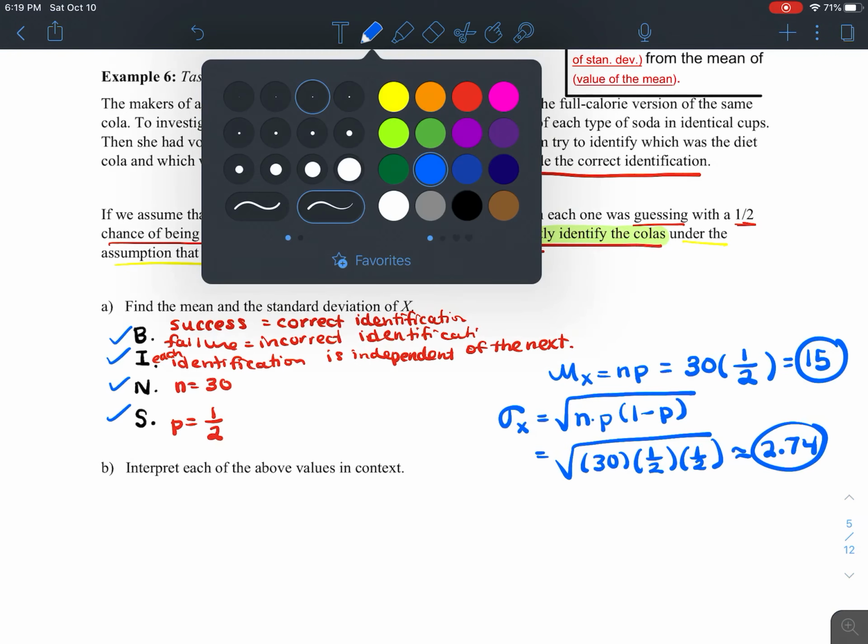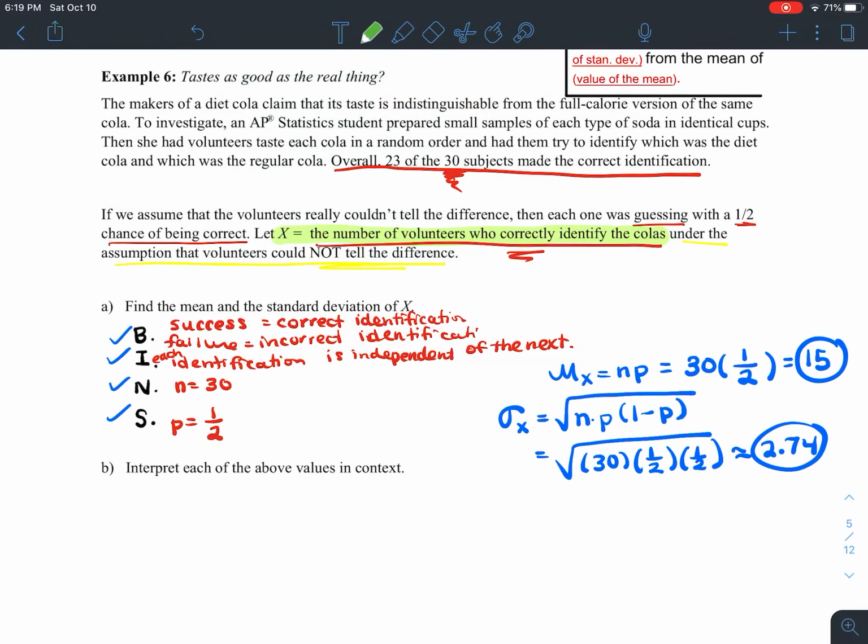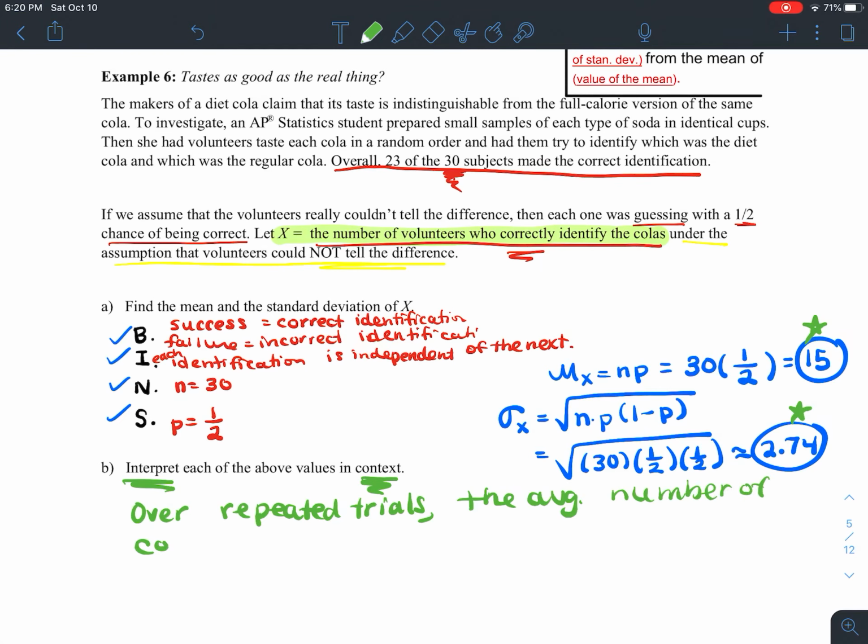Now you can see those templates up above on your paper there, but we're asked in part B to interpret, always in context, both the mean and the standard deviation. So for the mean, we would want to say something like, over repeated trials, the average number of correct identifications would be about 15. Okay, that is the interpretation for the mean.